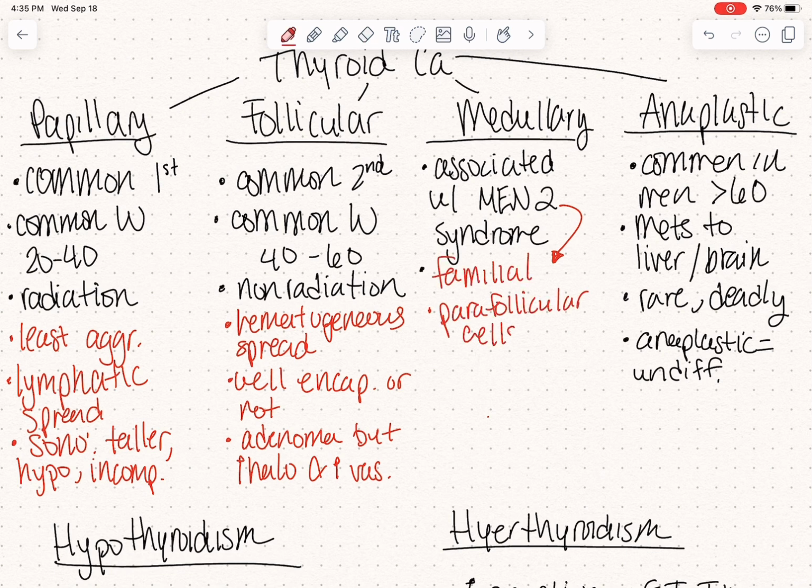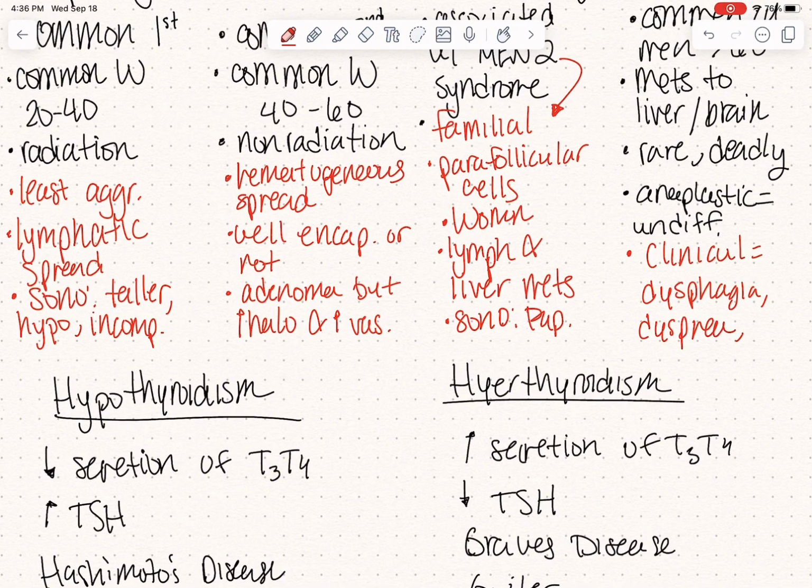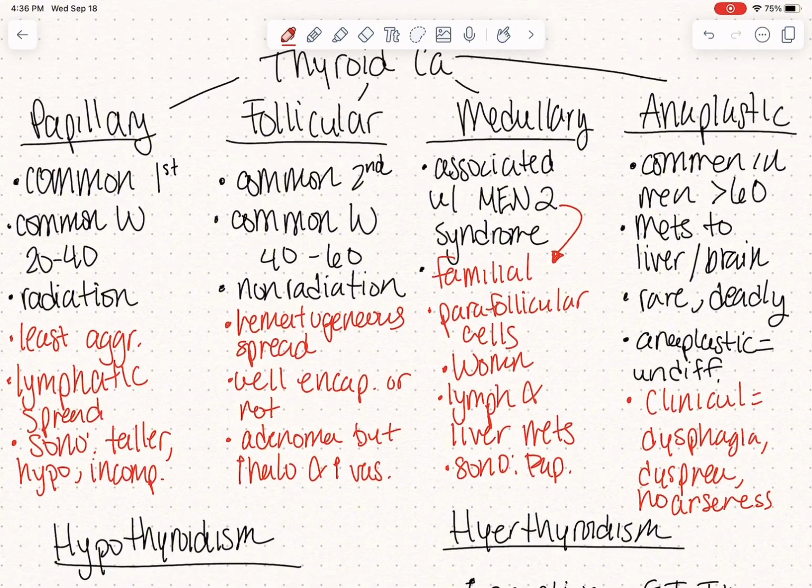For the medullary cancer, it is hereditary, and it is associated with those parafollicular cells that secrete calcitonin. Those clinical symptoms for anaplastic are pretty important because it's so large on the neck. And I did end up messing up the Mets to the liver and brain. It's actually Mets to the lymph nodes and the lung.